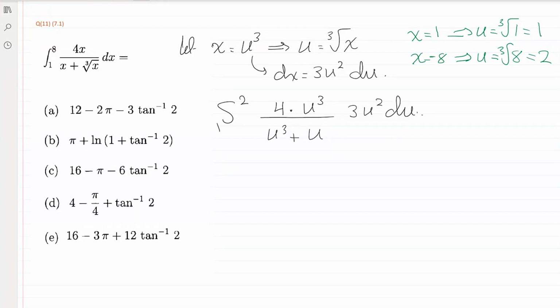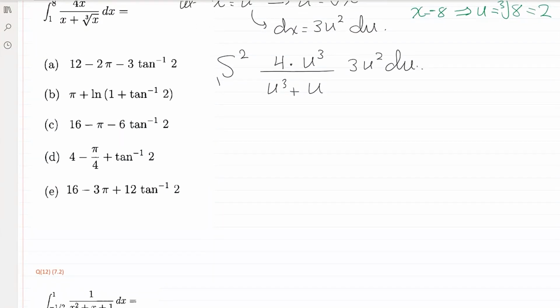And as you know, dx is 3u square du. This is my integral, and you see that this integral is without any roots. Good. From the denominator you can take u square as a common factor. So you will have integral from 1 to 2. Here you have u square, u plus 1, 3u square du. And here for u, the limits are from 1 to 2, not 1 to 8.